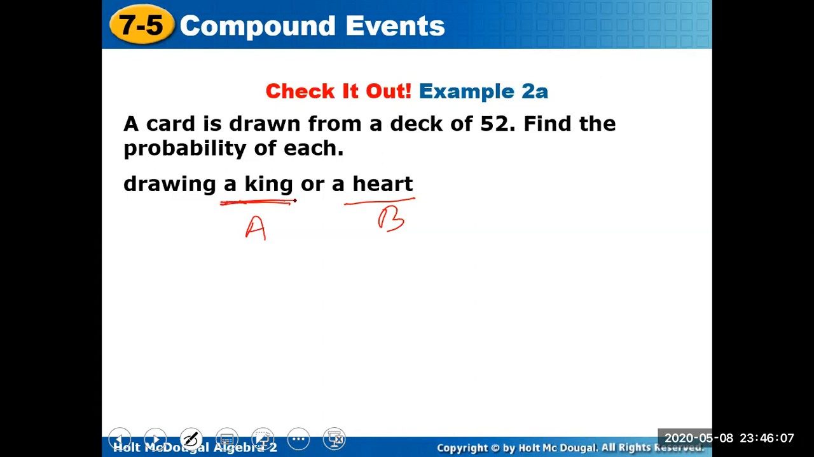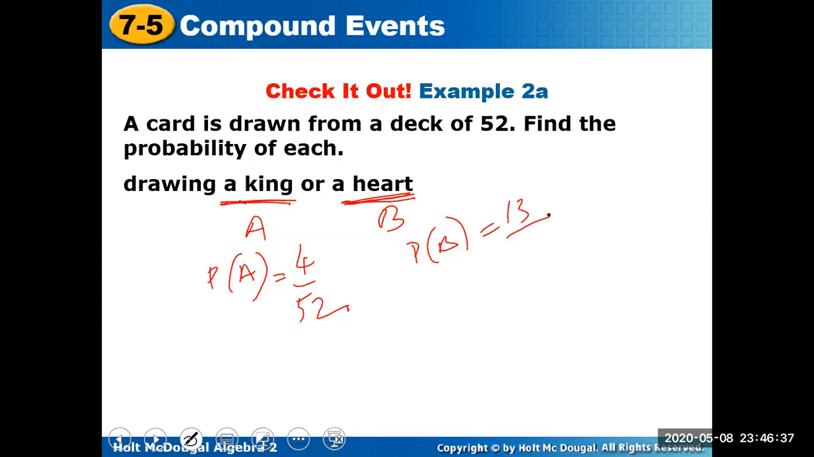So first of all, since I know that they are inclusive events, we can just first do probability of A. How many kings are there? Drawing a king. There are 4 suits, so in each suit there is 1 king, so 4 kings out of 52 total cards. Probability of B, hearts. How many hearts cards are there? There are 13. We know that.